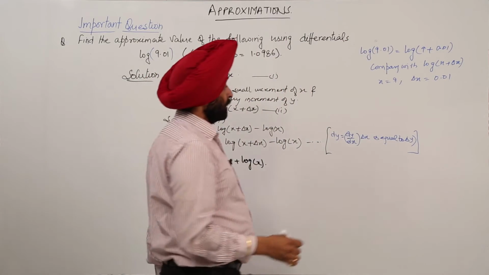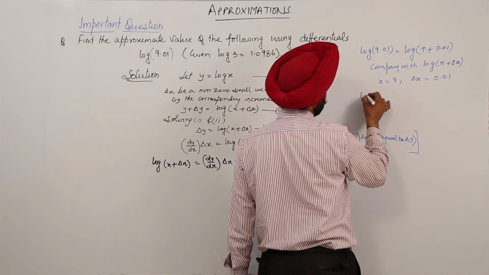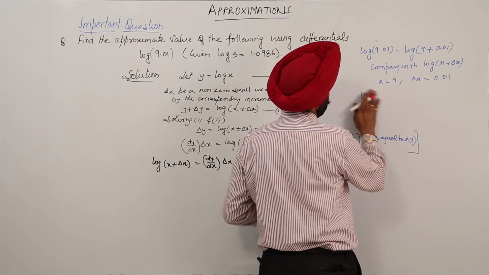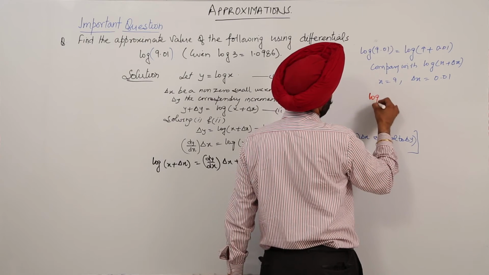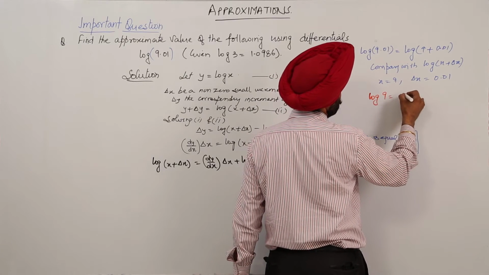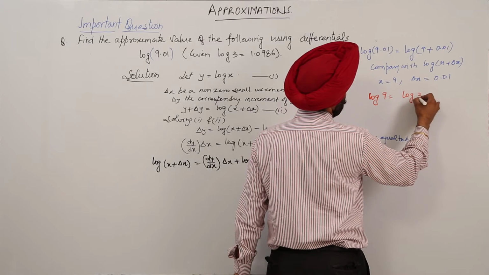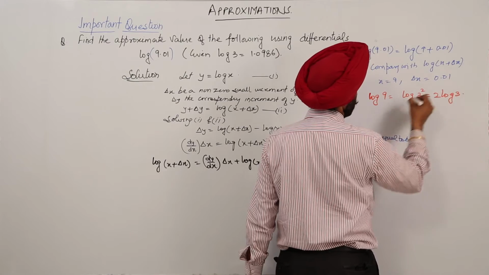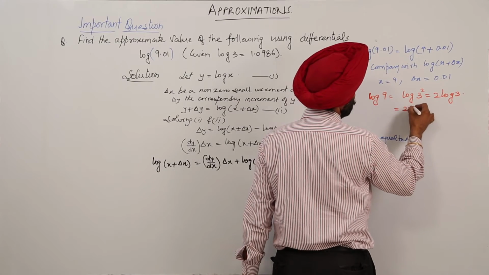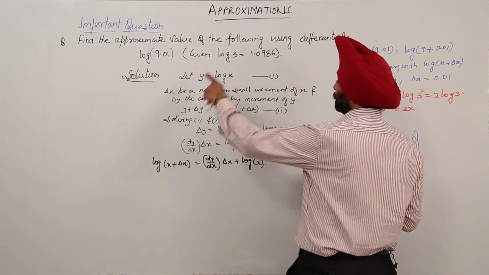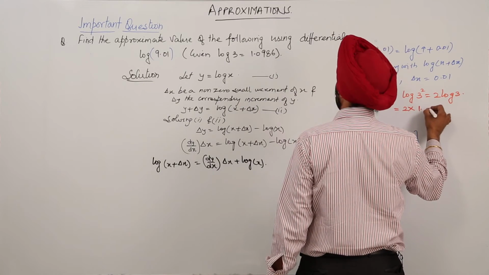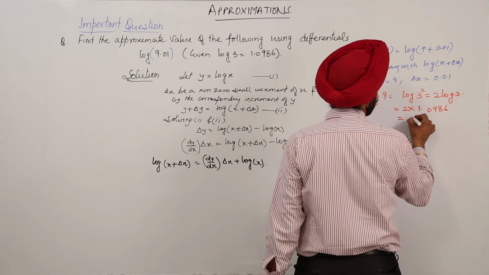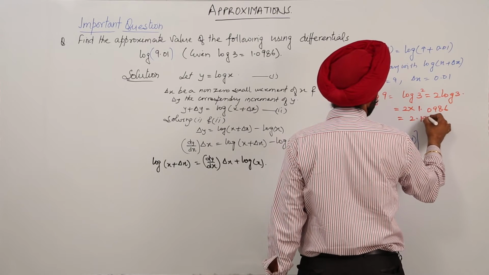One thing, now log 9 is equal to log 3 square, which is equal to 2 log 3, and log 3 is given as 1.0986. So the value becomes 2.1972.